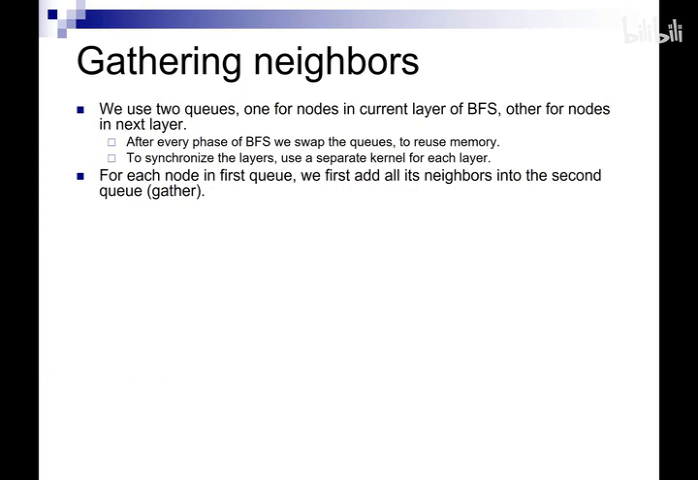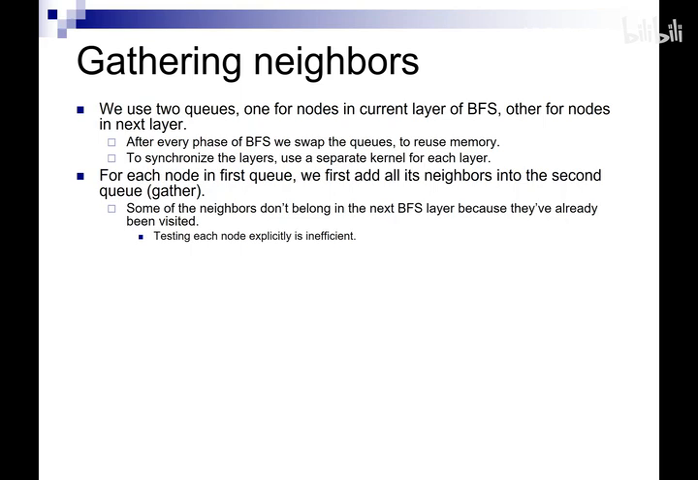Right. So then, for each node in the first queue, we're going to take all its neighbors and add them into the second queue. However, the problem here is that some of the neighbors of the node from the first queue do not actually belong in the next BFS layer. For example, some nodes have already been visited.